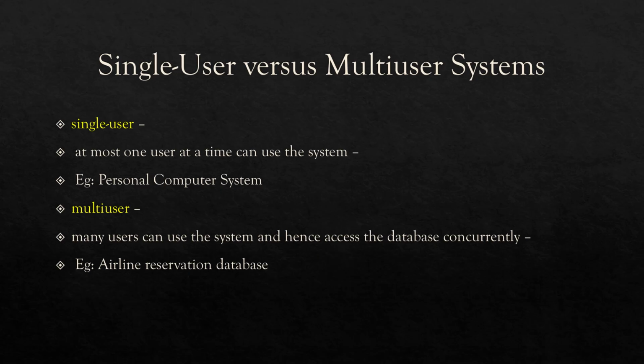Let's know about multiple users. What are multiple users or multi-users? Many users can use the system and hence access the database concurrently, so for a single system many users can access it from a particular place or anywhere. For example, an airline reservation database. Here you can access the airline reservation from anywhere, or anyone can access the reservation process.